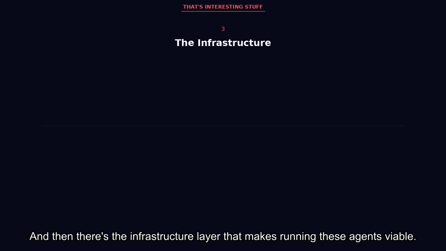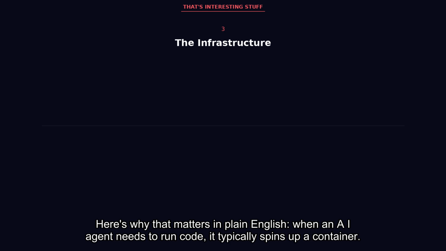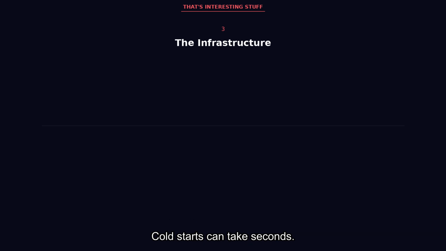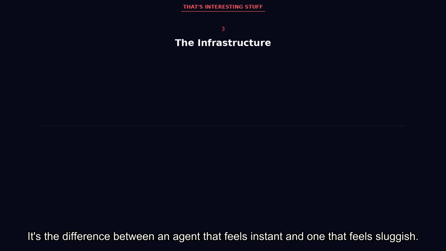And then there's the infrastructure layer that makes running these agents viable. Vercel published a guide on using GPU memory snapshots to speed up sandbox cold starts. Here's why that matters in plain English. When an AI agent needs to run code, it typically spins up a container. Cold starts can take seconds. With GPU and container memory snapshots, that startup time drops dramatically. It's the difference between an agent that feels instant and one that feels sluggish.